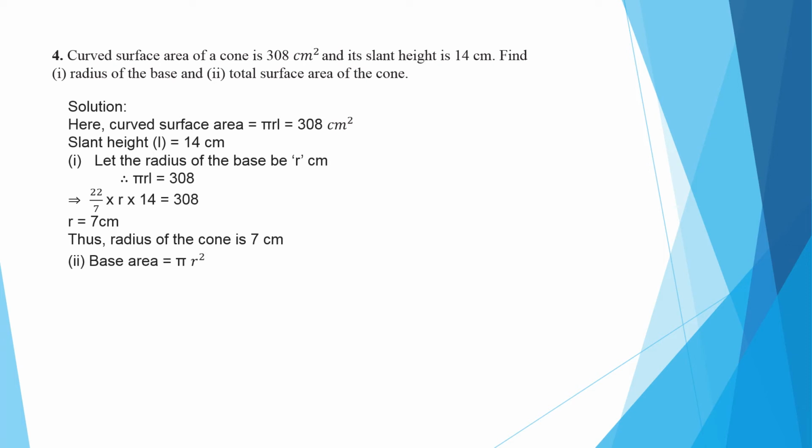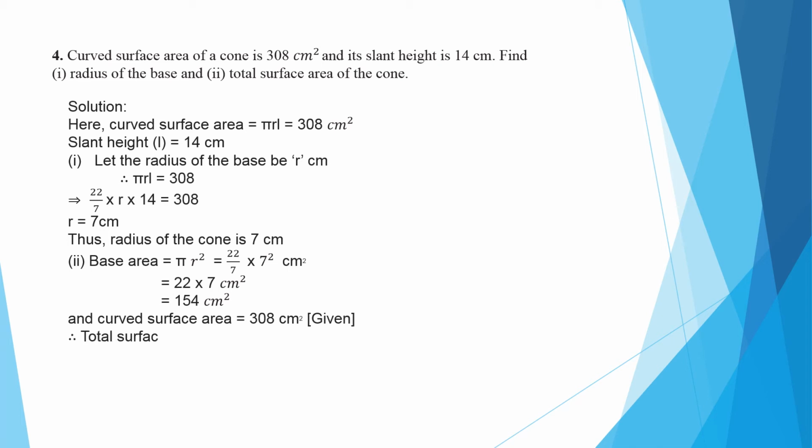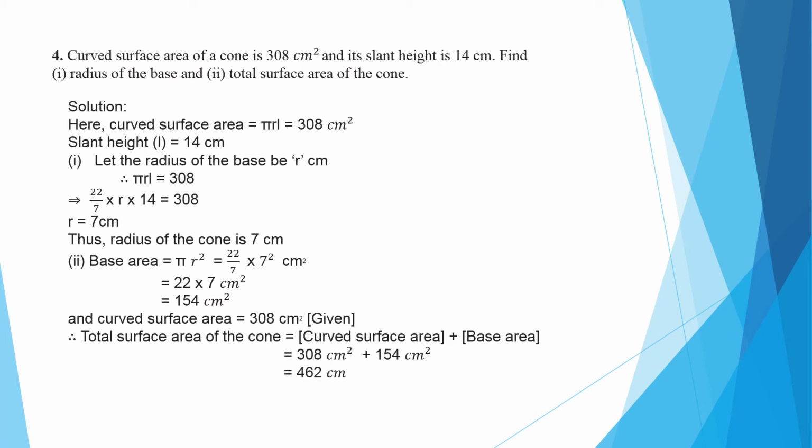Now the total surface area formula includes lateral surface area plus base area. So base area we will calculate, then we will add it. So pi r square, on calculation we are getting 154 centimeter square. Now add up these two, 308 plus 154, so we are getting the total surface area. After adding, we are getting 462 centimeter square.